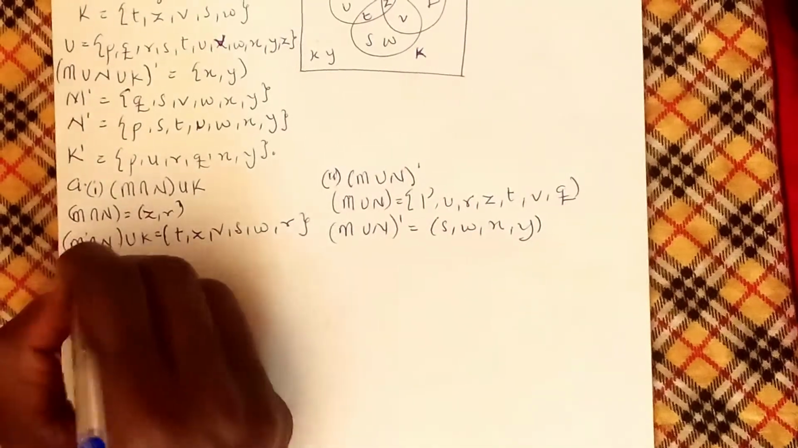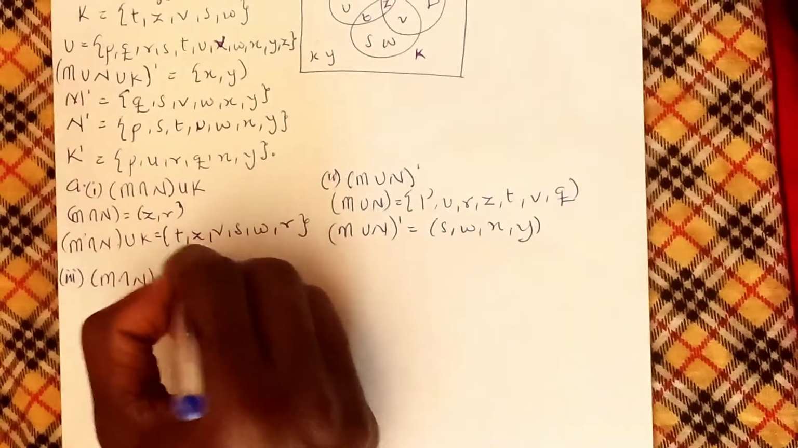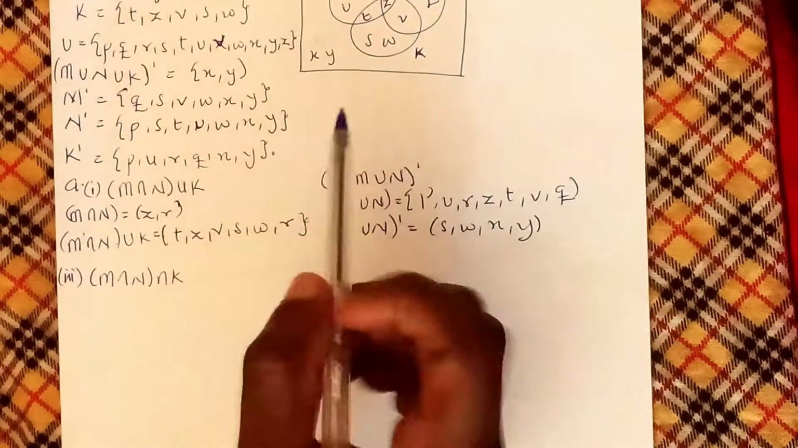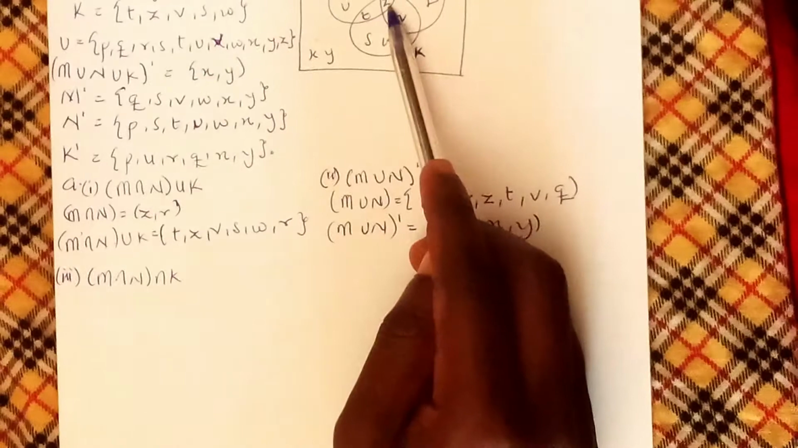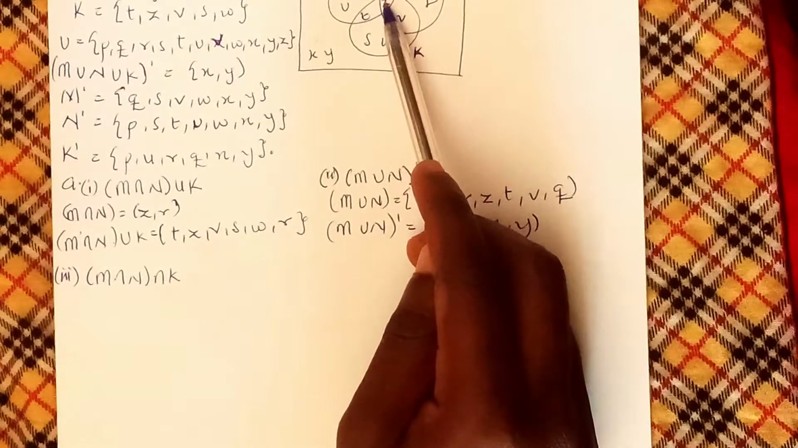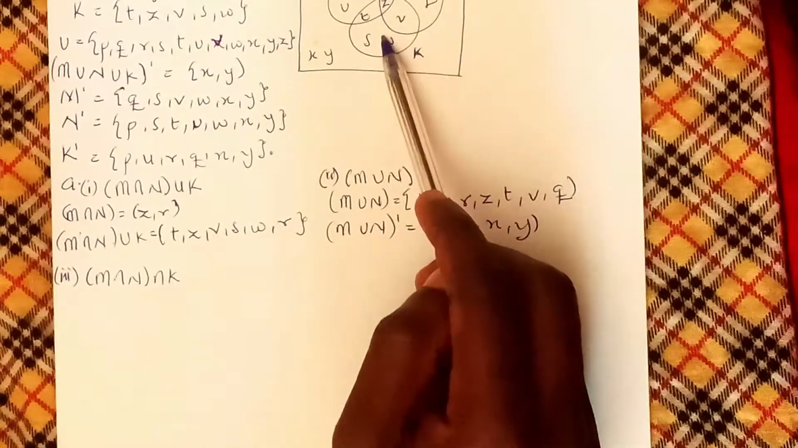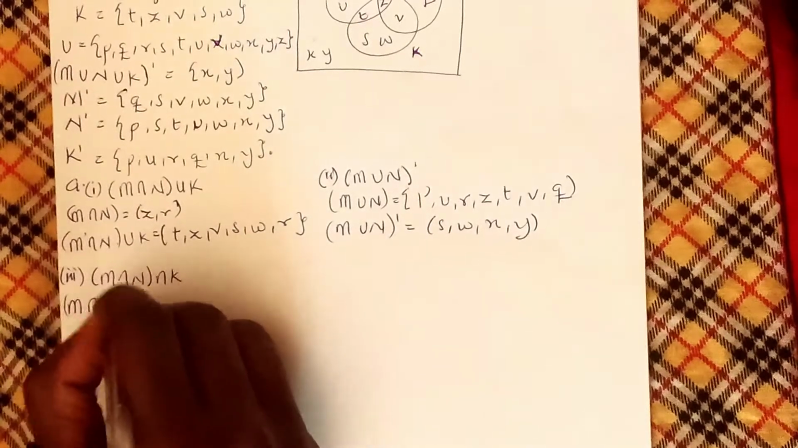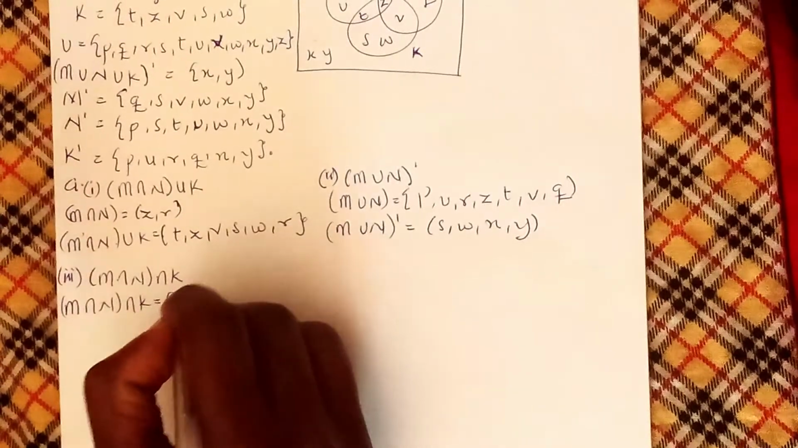Three. We are asked to find M intersection N intersection K. From the look of this, the M intersection N intersection K is Z using the Venn diagram, since that is the only letter that can be found in M, N, and K. So we have the answer to be M intersection N intersection K equal to Z.